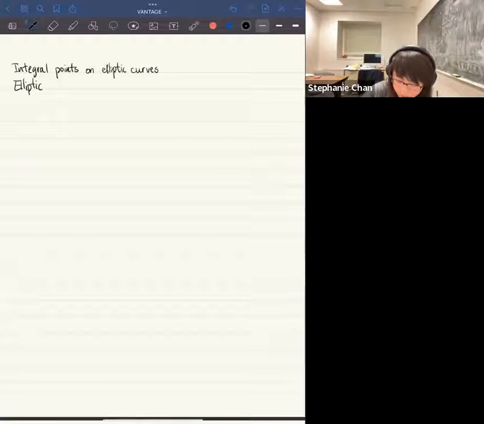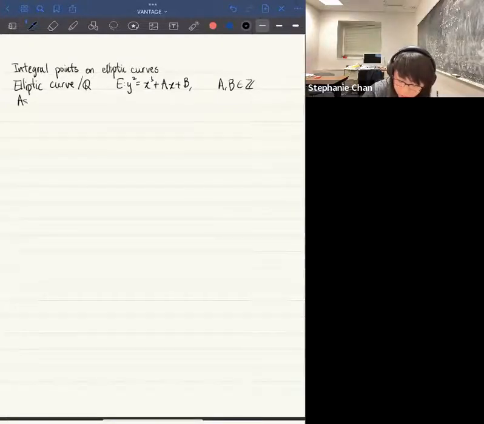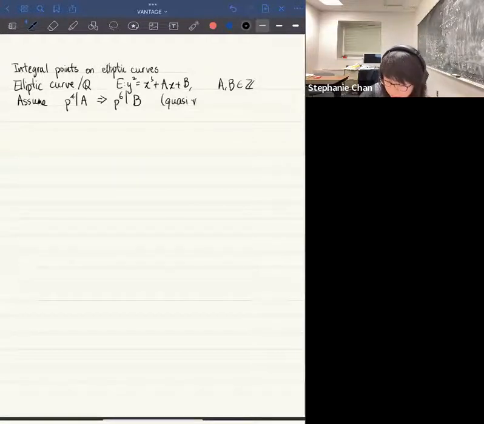I will take elliptic curves over the rationals, and I'll take the short Weierstrass form, y squared equals x cubed plus ax plus b, where a, b are integers. We'll also assume that this is a quasi-minimal short Weierstrass form. In particular, we assume that if any prime p to the fourth power divides the coefficient a, then we must not have that p to the sixth divides b. So this is a quasi-minimal short Weierstrass form. I'll just put quasi-minimal.